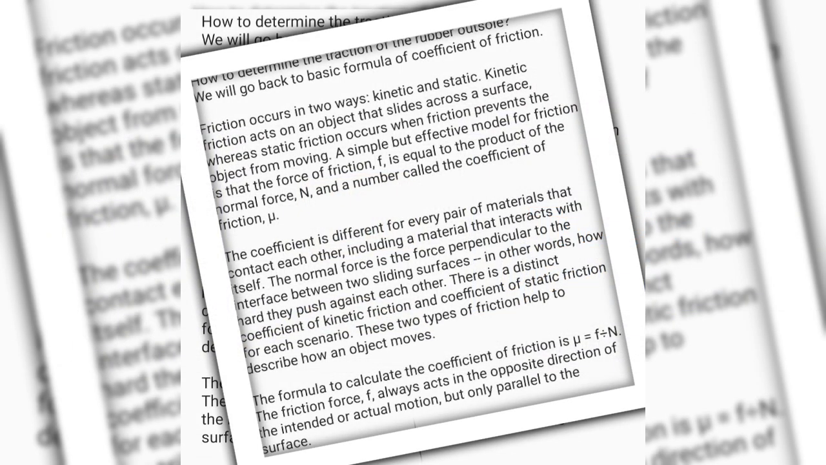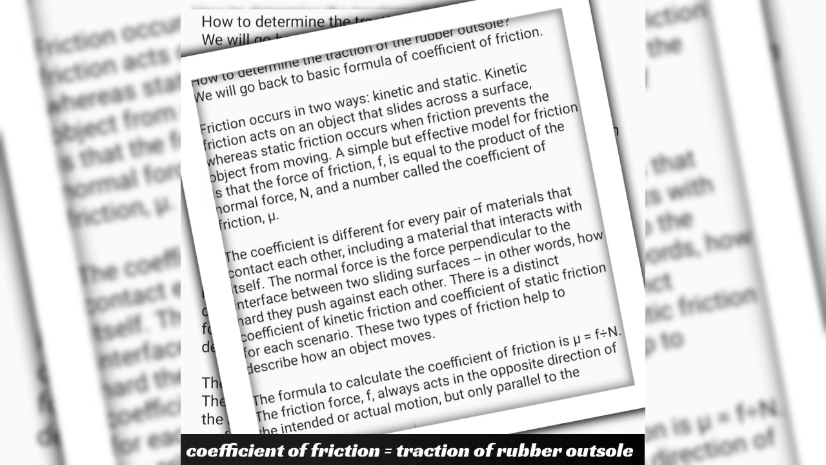How to determine the traction of the rubber outsole. We will go back to the basic formula of coefficient of friction. Friction occurs in two ways: kinetic and static. Kinetic friction acts on an object that slides across a surface, whereas static friction occurs when friction prevents the object from moving. A simple but effective model for friction is that the force of friction, F, is equal to the product of the normal force, N, and a number called the coefficient of friction, mu.